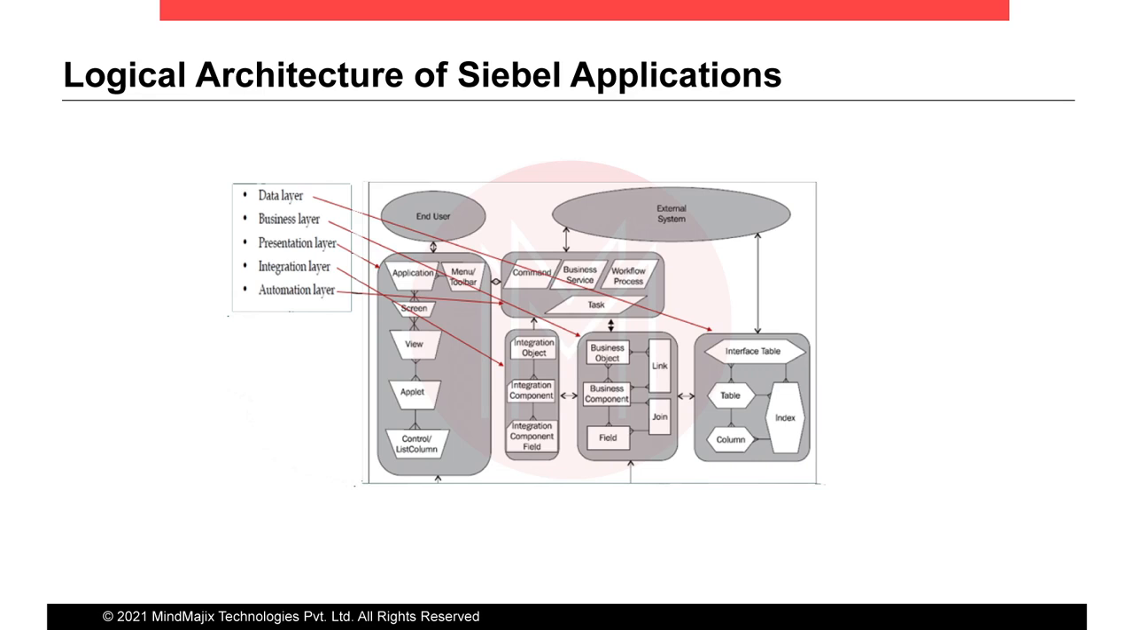Once the data layer is done, next to it is the business logic layer. So what is the business logic layer? The business logic layer is whatever business implementation we want to do. So what is business implementation? According to my business, I will be keeping this business entity or this business object.